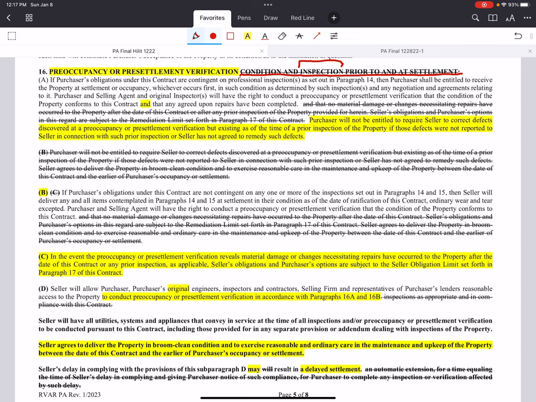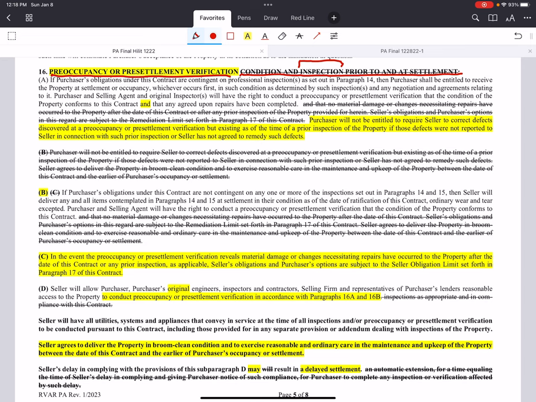So what we did here was we renamed paragraph 16 to call it the pre-occupancy and pre-settlement verification, because that's what we're doing. Otherwise known as the walkthrough, we're verifying that the condition of the property has not diminished in paragraph 16A since the most recent inspection, and in paragraph 16B since the property went under contract. And you'll see how we've addressed that here.